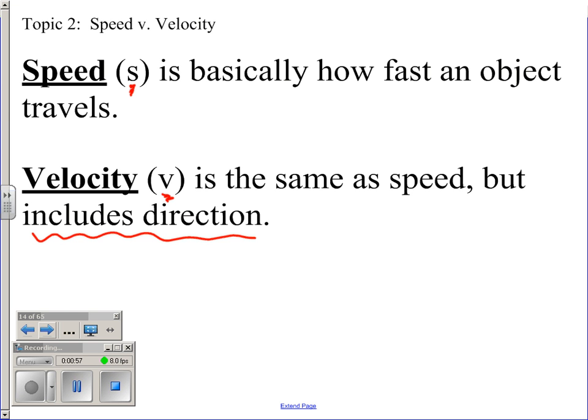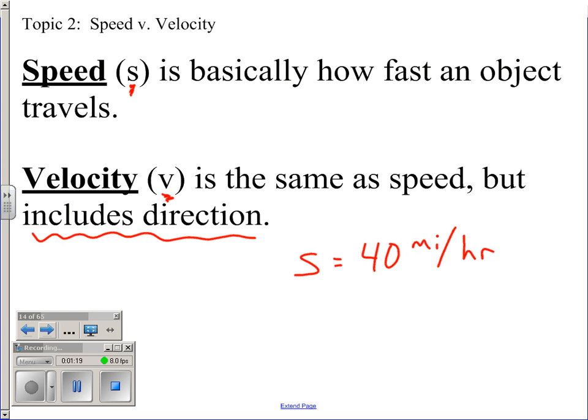Okay? So, to give a simple example, if we're driving down the street and I say to you, hey, what's your speed? Maybe we're on Orchard Lake or something, and you might say, oh, well, our speed is 40 miles per hour. That would be your speed. It's telling me how fast you're going, right? That's what the speedometer tells you, how fast you're going.